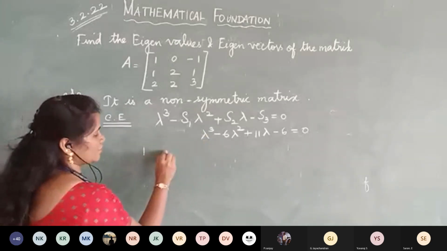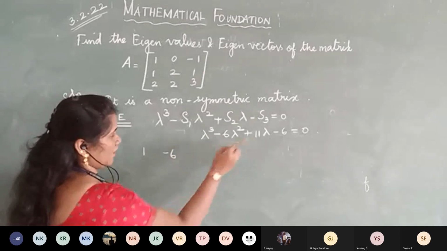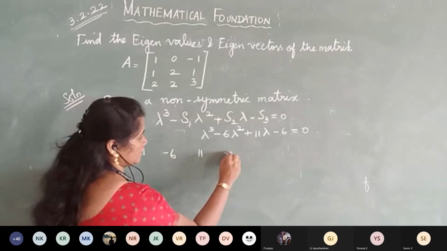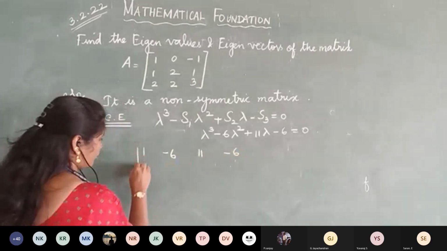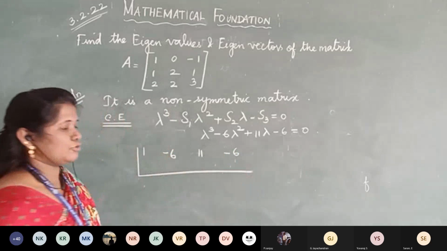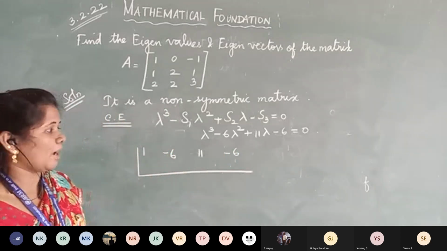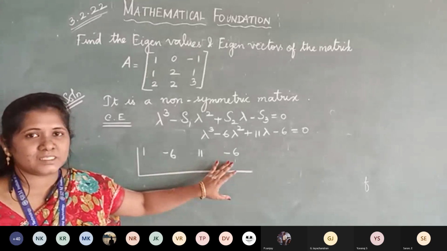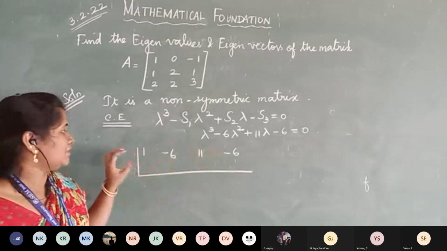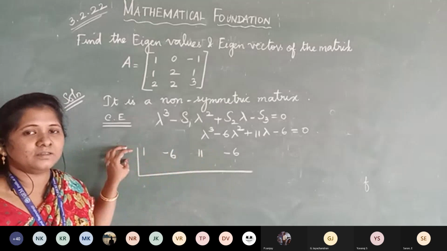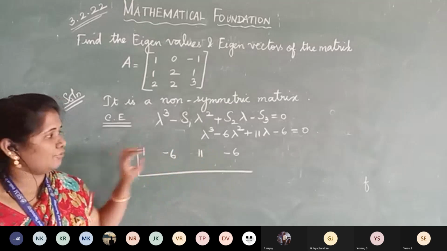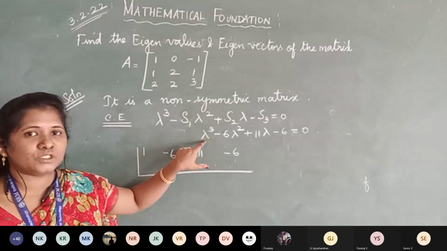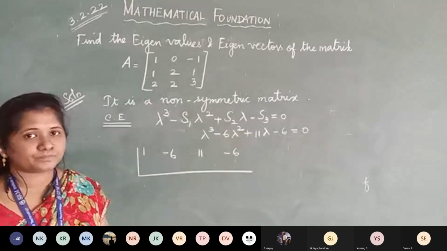Coefficient of lambda square is -6, coefficient of lambda is 11, and then the constant term is -6. So what I do is I check for what value I get the last term to be 0. If I make it 0, what does it imply? Whatever value we are taking here, that value is the root of this equation. A root is nothing but the value which, if you substitute it here, makes the equation equal to 0.